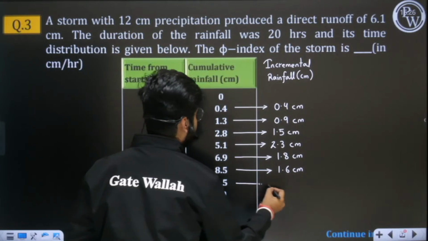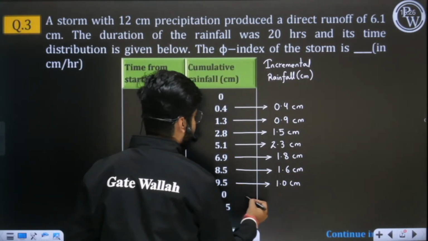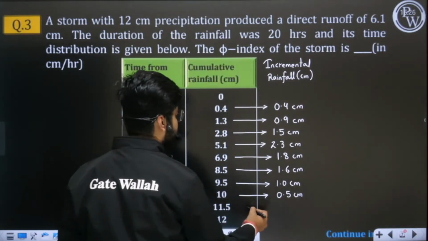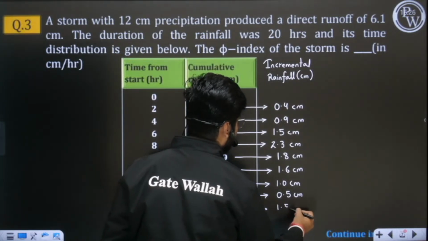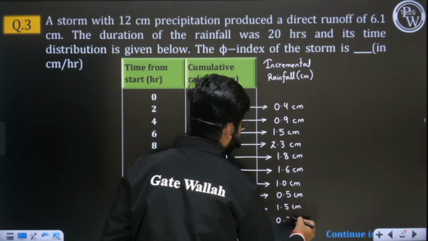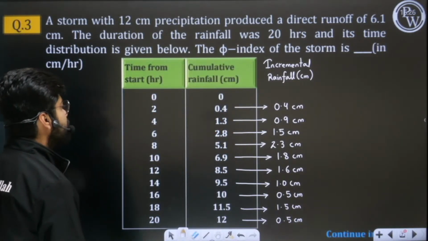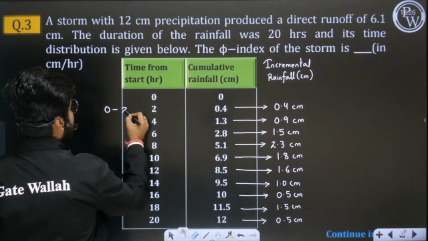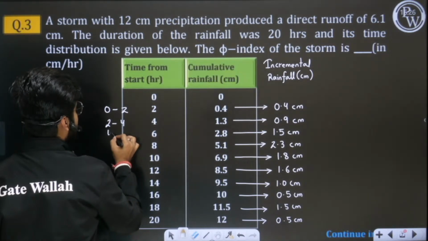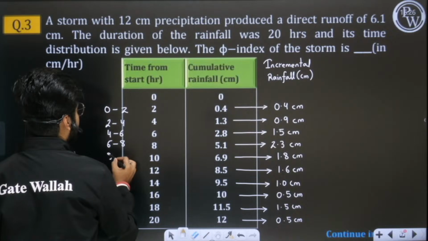Subtract this, you will get 1. Subtract this, you will get 0.5. Subtract this, you will get 1.5. And subtract this, you will get 0.5. So these are the values of rainfall happening in consecutive 2 hours. In the first 2 hours, this is the value. In the next 2 hours, this is the value. Like that, you can get it.